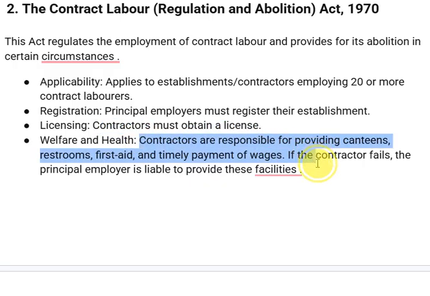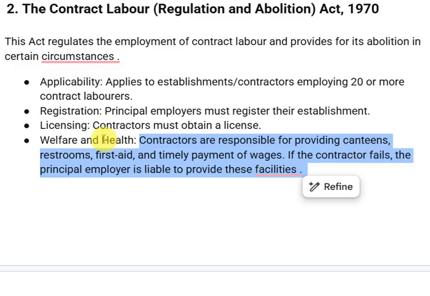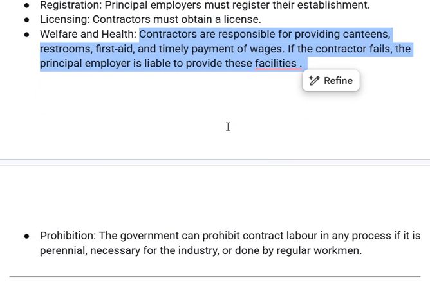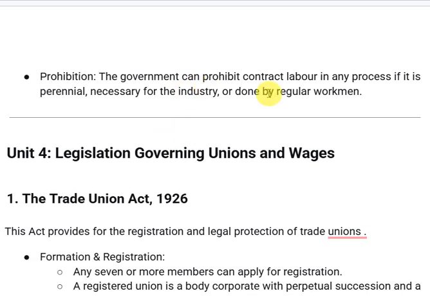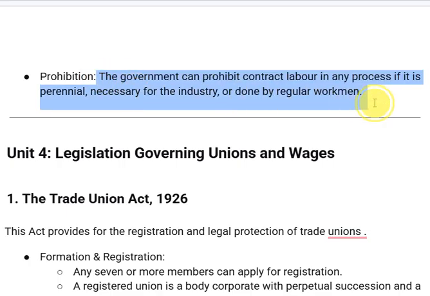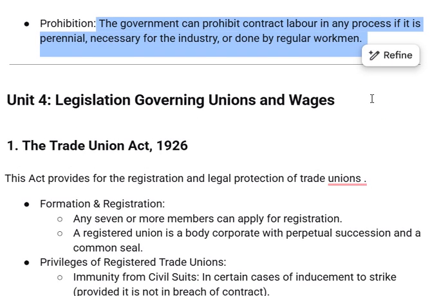Welfare and health: contractors are responsible for providing canteen, restroom, first aid, and timely payment of wages. Right? The contractor has to ensure that there is a canteen, a restroom, first aid, and timely payment of wages. If the contractor fails, the principal employer becomes liable to provide these facilities because the ultimate responsibility is on the principal employer. Prohibition: the government can prohibit contract labor in any process if it is perennial. Like if the government thinks that there is a permanent requirement of workers, then why should contract labor be hired? So the government may prohibit employment of contract labor. The government may ask that you should appoint regular workers.